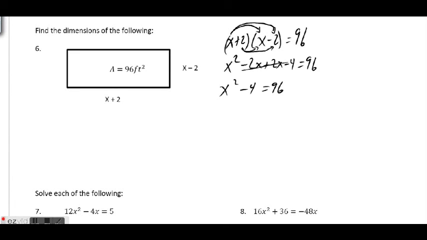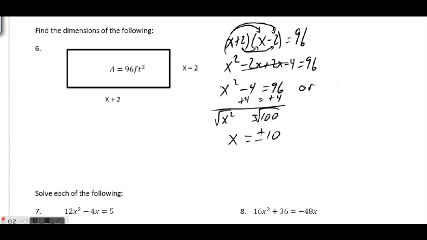Alright, right here at this step, there are 2 approaches we can take. One of them is I can add 4 to both sides, so I have x squared is equal to 100. Then take the square root of both sides. x is equal to plus or minus 10.